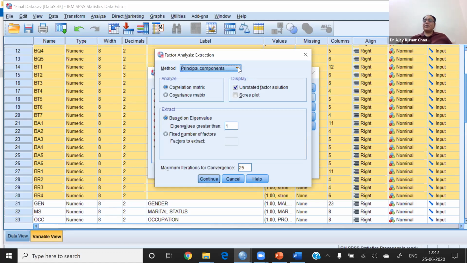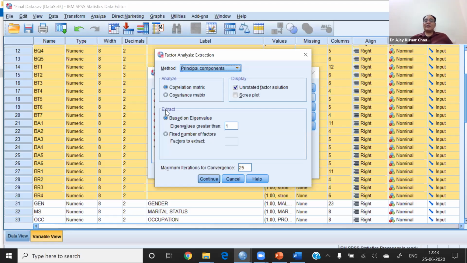Similarly, we have the correlation matrix. When this correlation matrix is solved, if we have 10 variables, we will get 10 values. These 10 values are known as eigenvalues. Some of the eigenvalues are more than 1. Some of the eigenvalues are less than 1. So we count how many values are more than 1, and this number will be our number of factors.